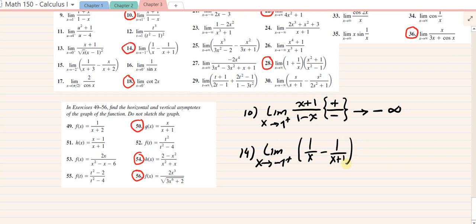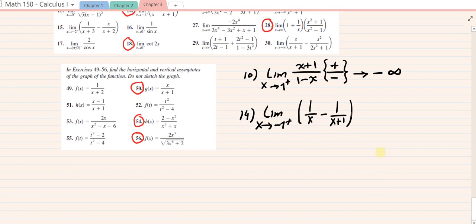Now, in number 14, again, if you plug in negative 1 in the first fraction, we get negative 1. In the second fraction, we get 1 over 0. Again, 1 over 0 here, that's going to be undefined, right? So we're going to argue again the same way. The question is, do I have positive or negative infinity? Now, coming to negative 1 from the right.